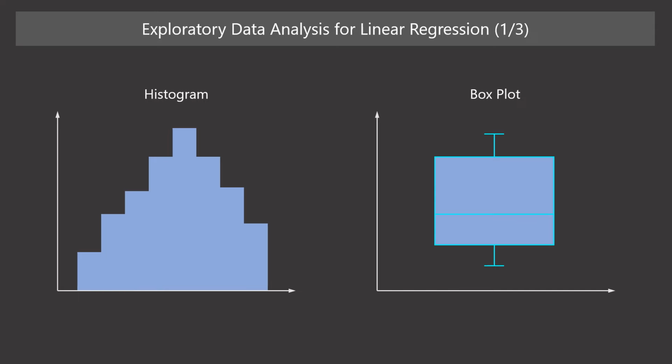Since the outcome variable of a regression model should be numerical, we should use a histogram or box plot to visualize the distribution of the outcome variable. We should know that the outcome variable of a regression model does not need to be normally distributed. However, we need to check whether the outcome variable contains outliers that can significantly distort the relationship between predictors and the outcome.